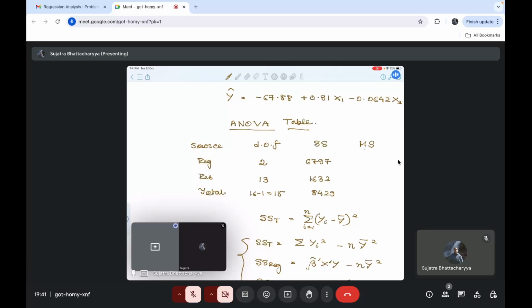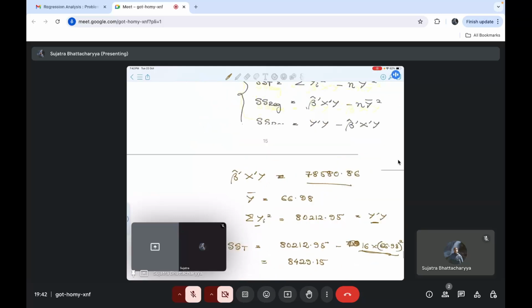Now how to calculate MS residue? Just SS by 2. Here SS residual divided by 13. SS regression divided by 2. Okay, so this can be easily found out.